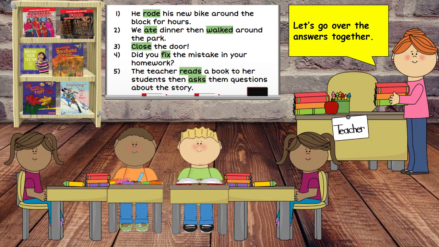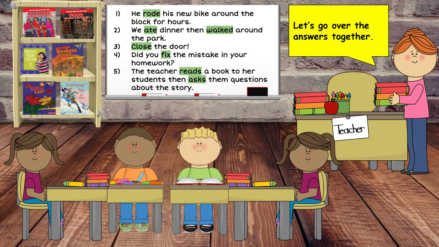Number 1. He rode his new bike around the block for hours. Rode is highlighted because it is the action word in the sentence. It is the verb. Number 2. We ate dinner, then walked around the park. Ate and walked have been highlighted. Ate and walked are the verbs in the sentence because they show action.